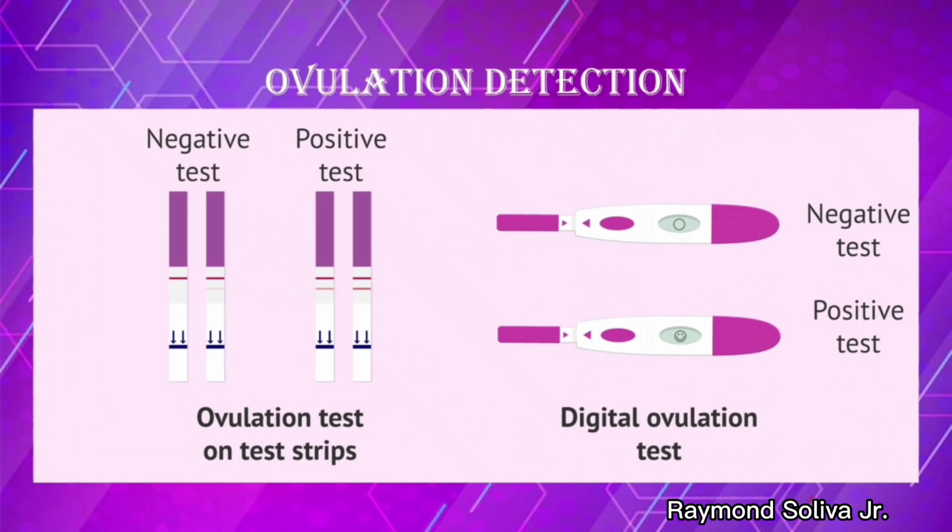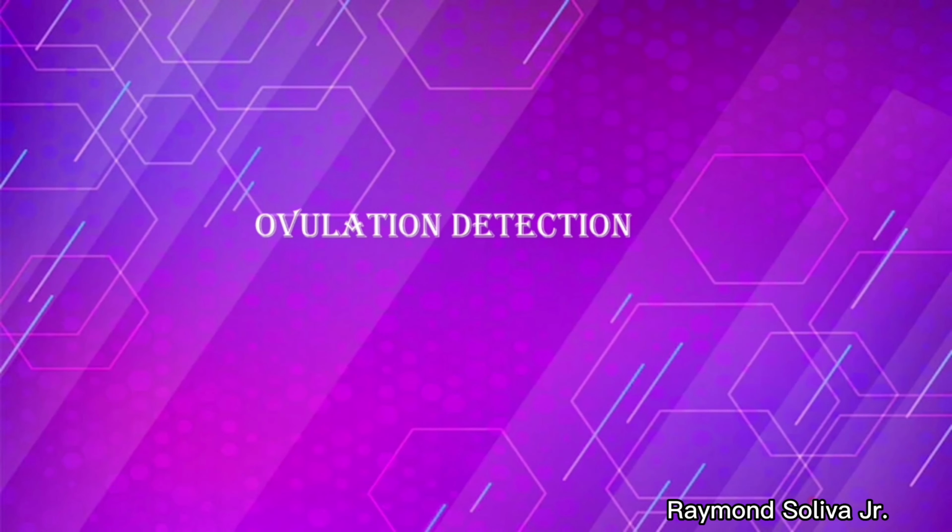Kapag isa lang daw yung guwit, ibig sabihin negative yung test. Kapag dalawa yung guwit, ibig sabihin positive yung test. Pag digital naman gamit, pag plain na bilog lang ang lumabas, ibig sabihin negative yung test. Pero kapag nakasmile yung lumabas, ibig sabihin positive yung test.